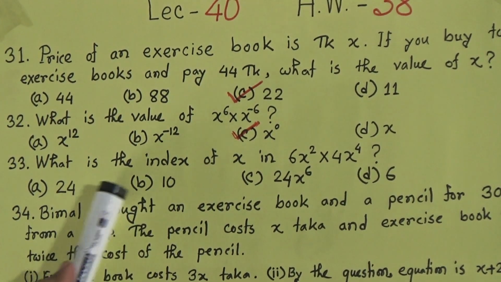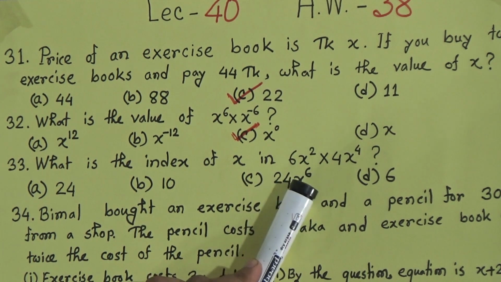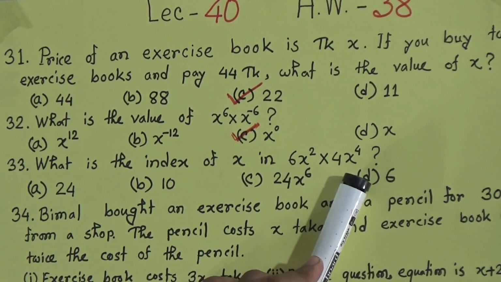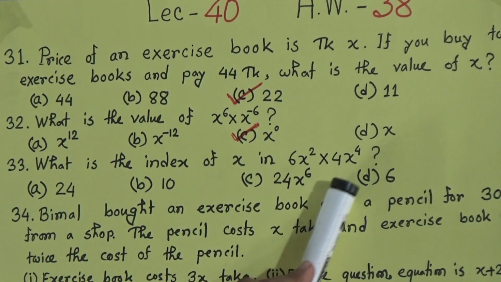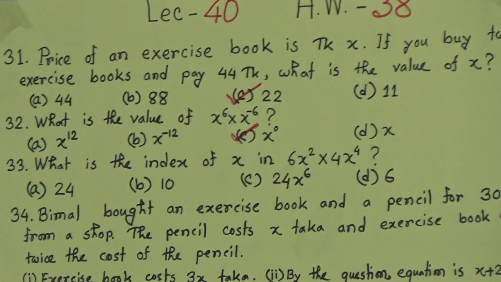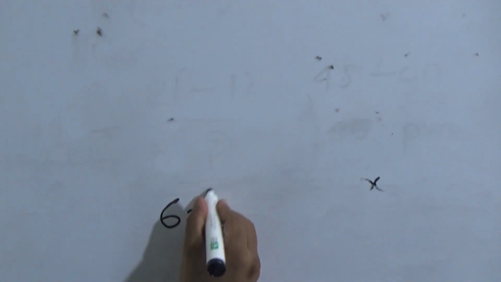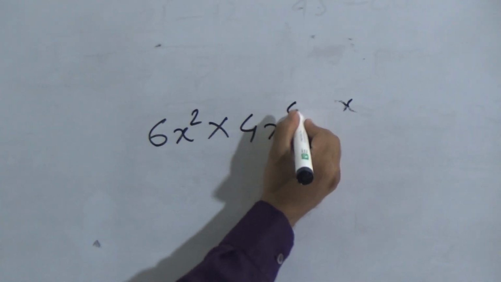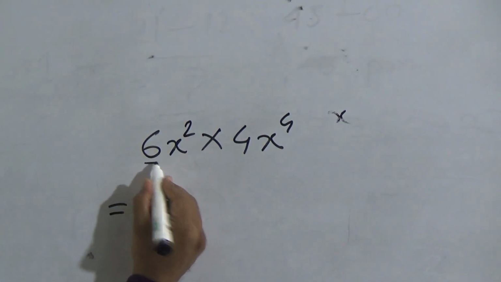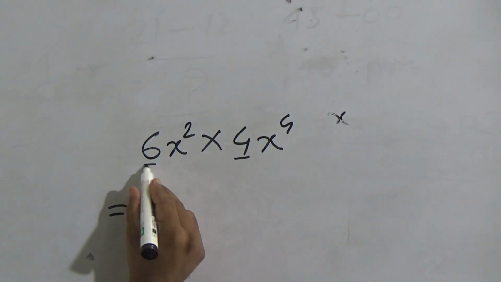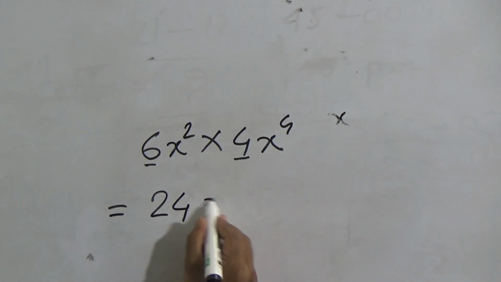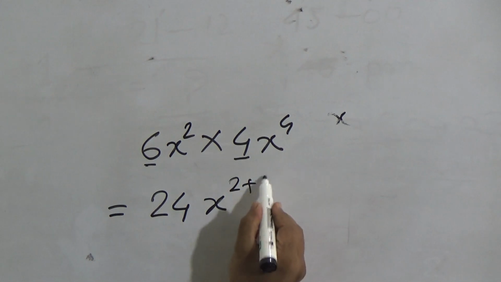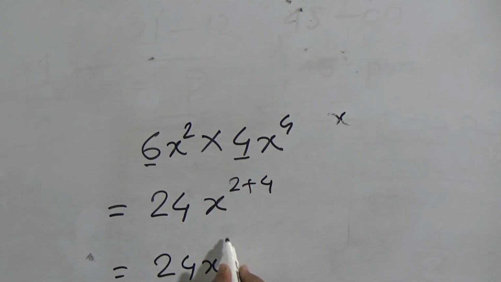What is the index of x in 6x square multiply 4x to the power 4? We have to find out the index of x. So we have to multiply only x here. Then we can find out the index. How? Look, we have 6x square multiply 4x to the power 4. To do this, first of all, the numerical coefficients are 6 and 4. It is 24. Now our bases are same. Base is x. Index will be added, 2 plus 4. It should be 24x to the power 6.